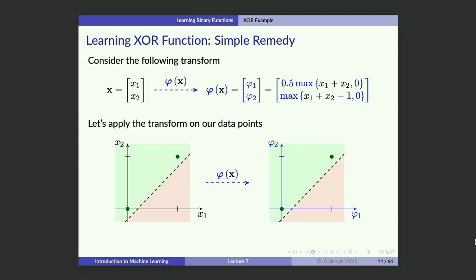If I put 0, 1, then phi 1 is, just put it in the equation. It's going to be half times max of, that summation is 1 and 0, so it's going to be half, right? So phi 1 is going to be half. What about phi 2? It's going to be 0, right? So phi 1 and phi 2 have 0.